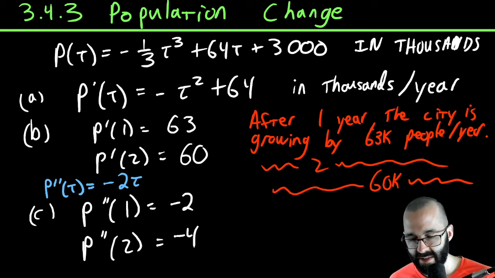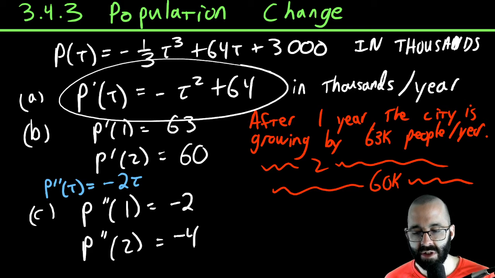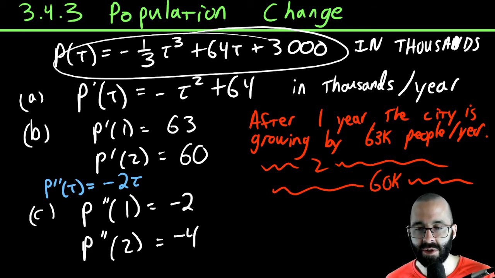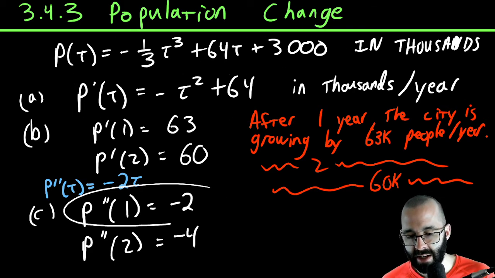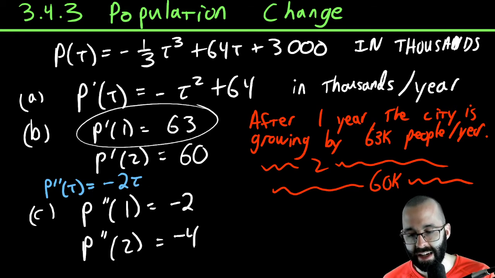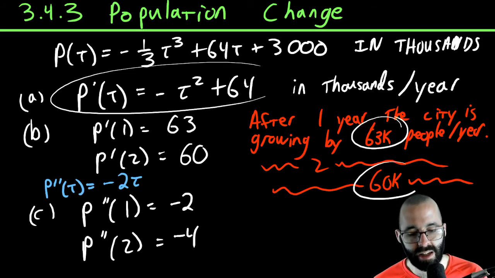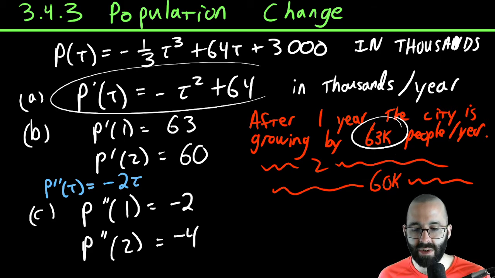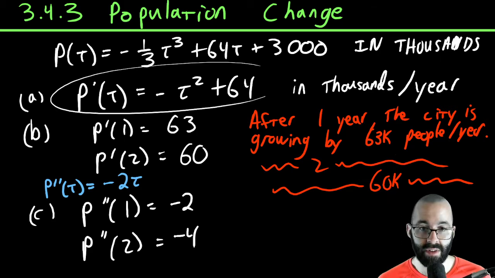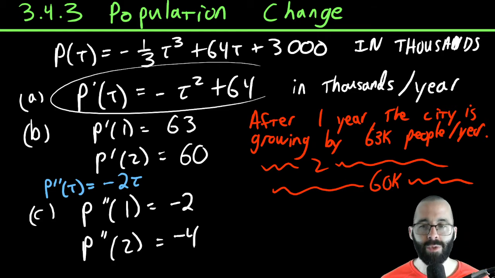This means a positive derivative means the function is increasing. A negative second derivative means the rate is decreasing. So the rate is decreasing. That means 63K, 60K, it's going down. The growth is going down. Second derivative is the derivative of the derivative. It's the rate of change of the rate of change.